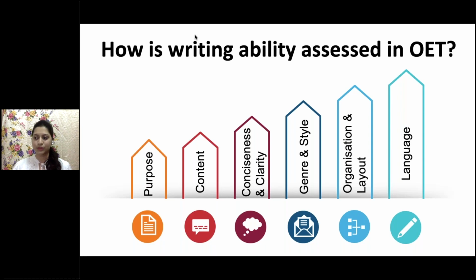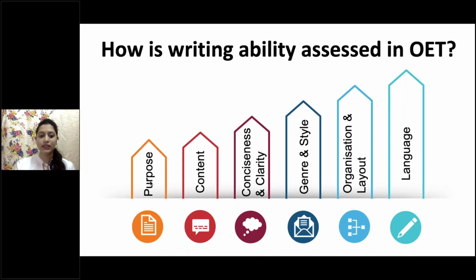So what is purpose basically? Well, they do get to know about the purpose in the initial introduction itself. So basically, it's whether the purpose of the letter is immediately apparent to the reader and sufficiently expanded in the course of the letter. So basically, your purpose should be on point in the introduction, and as the letter progresses, you will have to expand and give enough supporting examples for it.